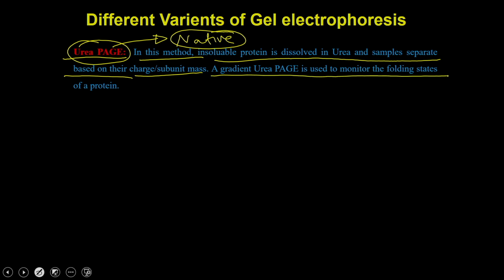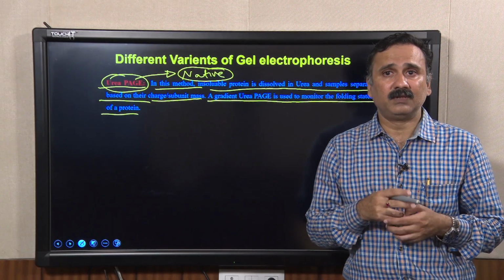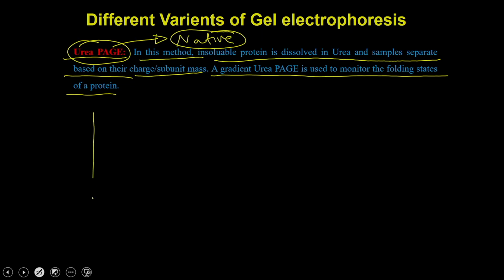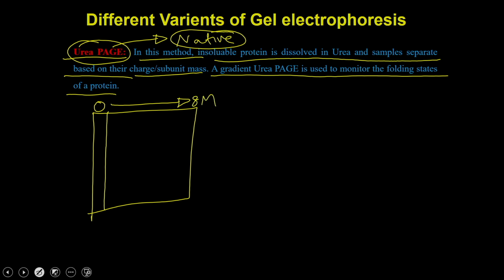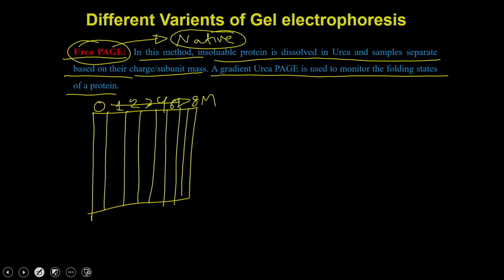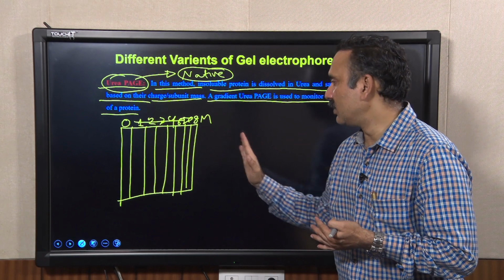If you use a gradient urea PAGE, you can study the folding and unfolding kinetics of the protein. When you are doing a gradient urea PAGE, you have to prepare a vertical gel where you have urea from 0 to 8 molar in different lanes. For example, you have a lane of 0, then a lane for 1, then lanes for 2, 3, 4, 5, 6 and 8, and these are going to be the gradient in a horizontal direction.